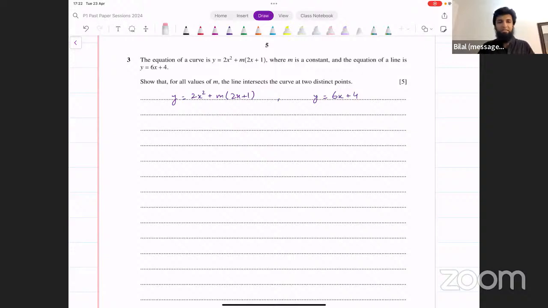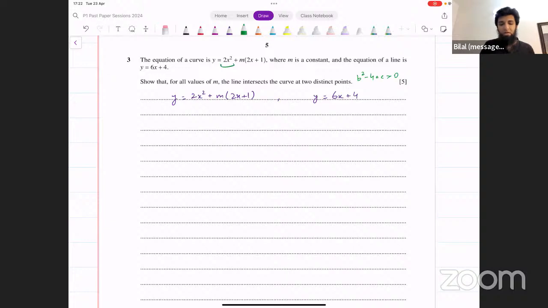Generally, in questions like these, they ask you for the set of values of the constant where the line would intersect at 2 points, right? But here, they're not asking you for the set of values. They're asking you to show that it's always true. Now, how do we do that? The line intersects the curve at two distinct points. When does that happen? That happens when b squared minus 4ac is greater than 0, right? We're talking about a quadratic function here.